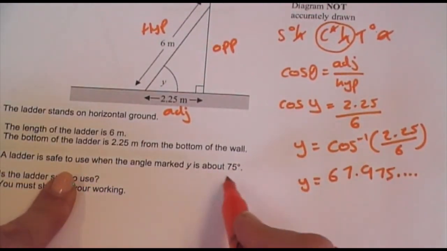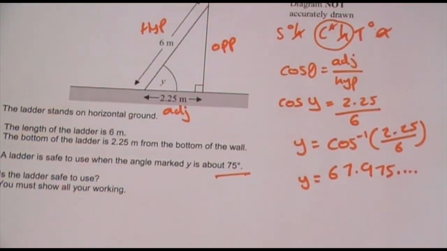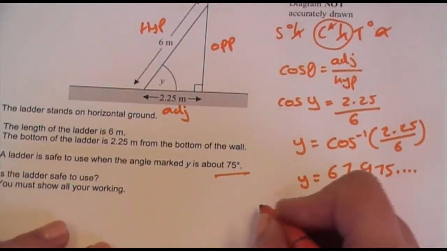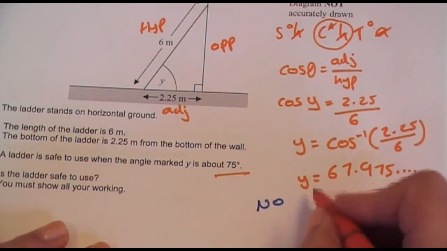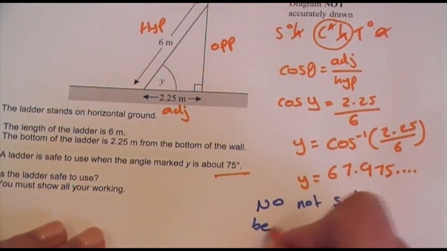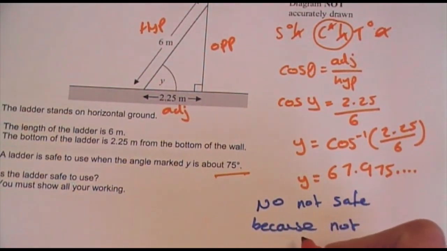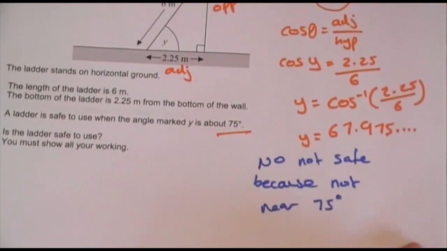They said that the ladder is safe to use when it's about 75 degrees. Well, that's only 67 degrees, so that's not close enough to 75. So we need to finish this question by saying, no, it's not safe because it's not near 75 degrees.